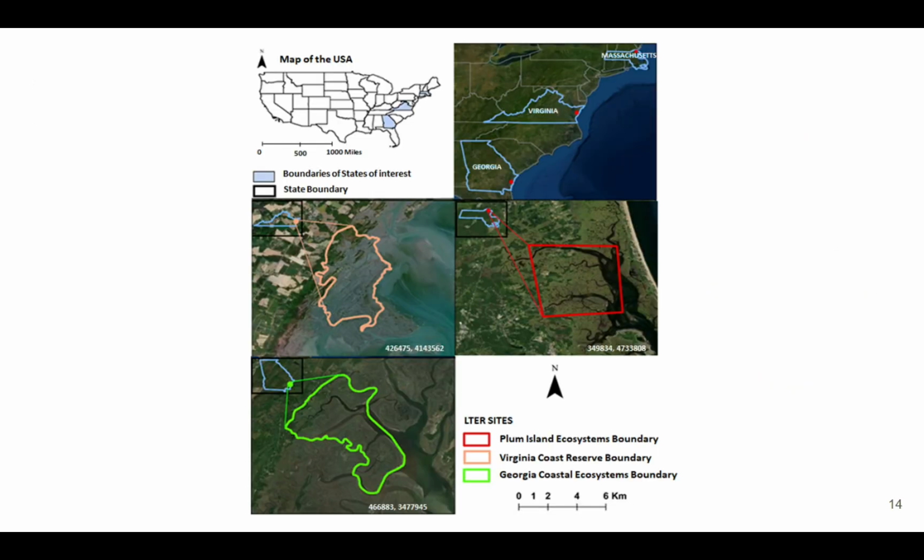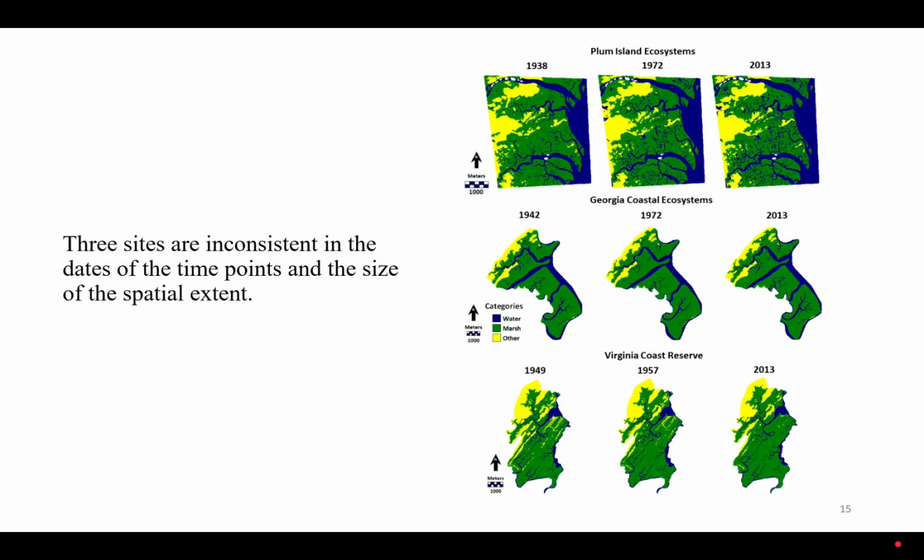The authors used trajectory analysis to compare three marsh areas on the east coast of the United States: the Plum Island ecosystems in Massachusetts, which we will refer to as PI, the Georgia coastal ecosystems, which we will refer to as GCE, and the Virginia Coast Reserve, which we will refer to as VCR. The data are raster maps that show the presence or absence of marsh at each of the 3 time points.